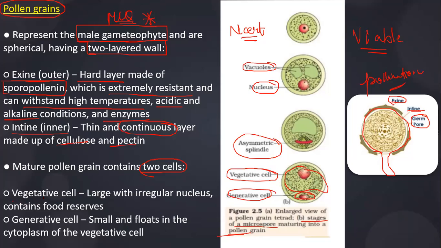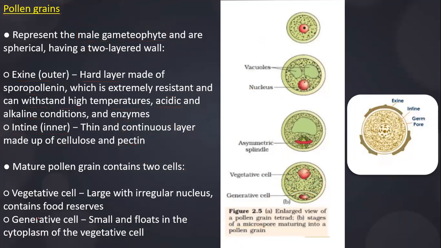I'll tell you once again: the vegetative cell is a large one with an irregular nucleus and contains reserve food. The generative cell is small and floats in the cytoplasm of the vegetative cell. It actually gives rise to the male gametes. Is that clear? During the formation of the pollen tube, and I'll give you concept videos also, the generative cell divides into two male gametes.